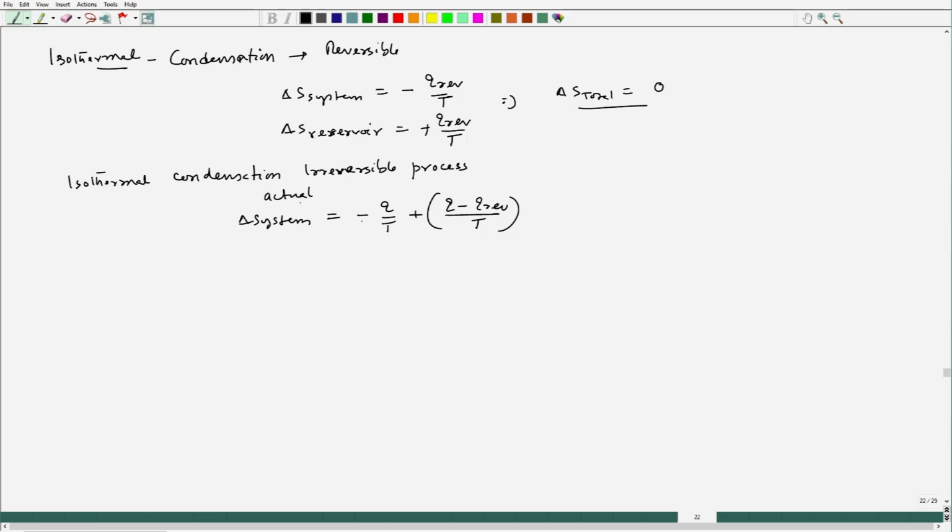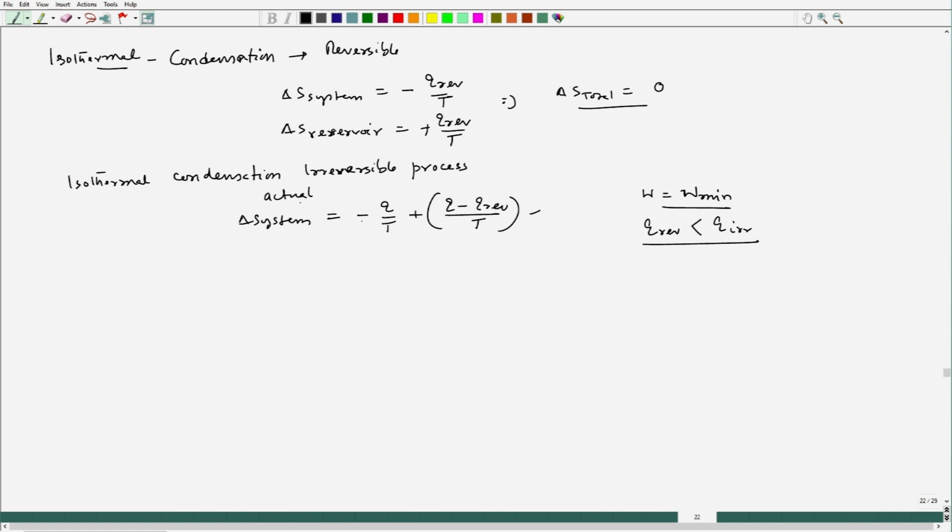Now, this part we have to understand. During condensation, the work that is done on the system is minimum. So, here work is W minimum, not maximum. If that is the minimum, then the corresponding Q reversible during condensation should be less than Q irreversible. I will just put IRR in case of irreversible.